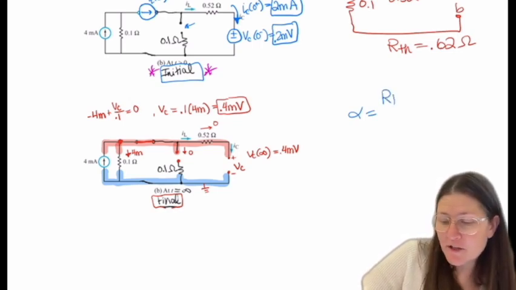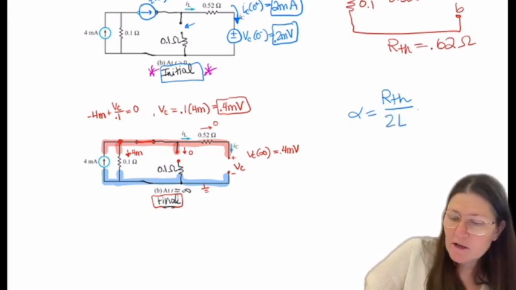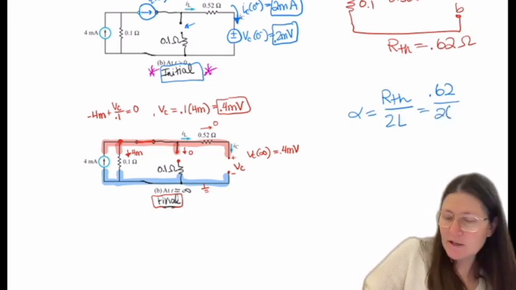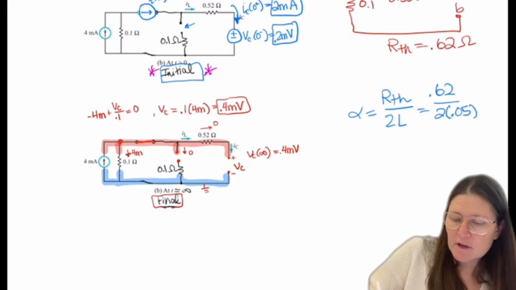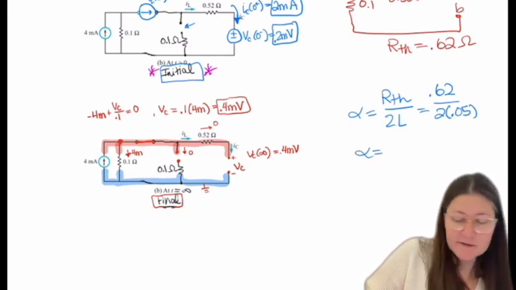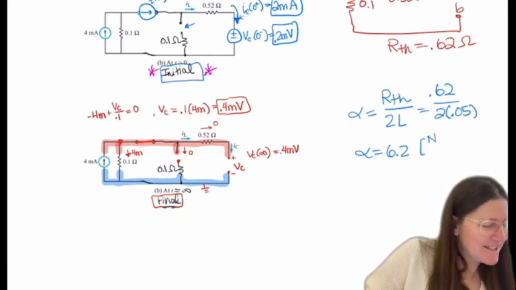So alpha for the first series is RTH over 2L, and RTH was 0.62, and L was 0.05, I think. Yep, 0.05. So this gives me a value of alpha of 6.2, and what's the units? Meters per second. Thank you. Meters per second.